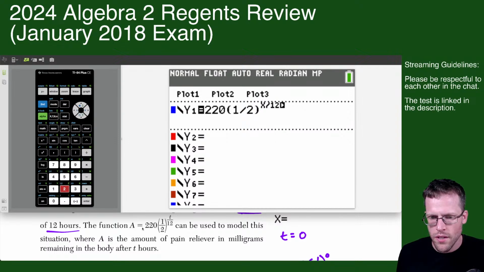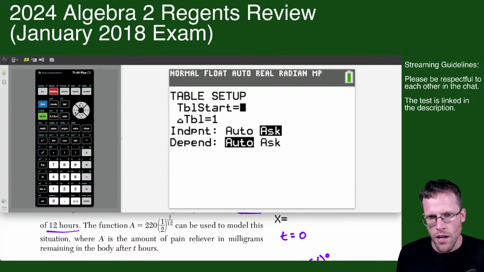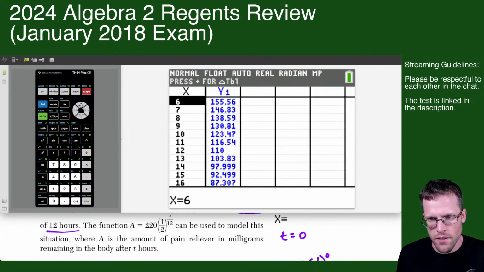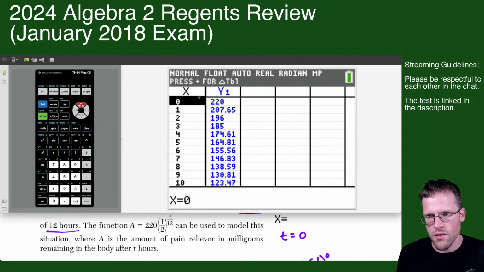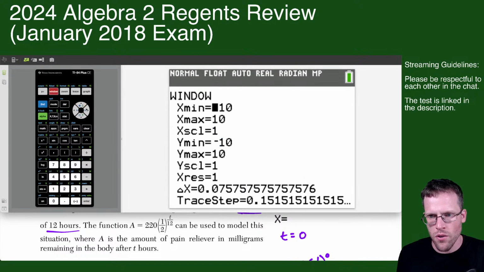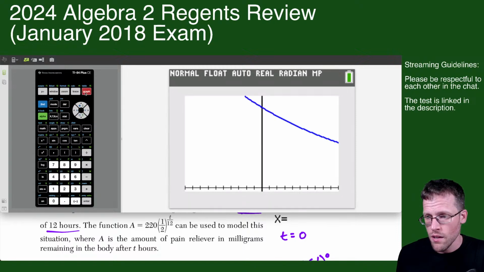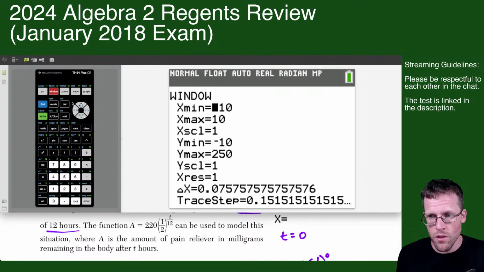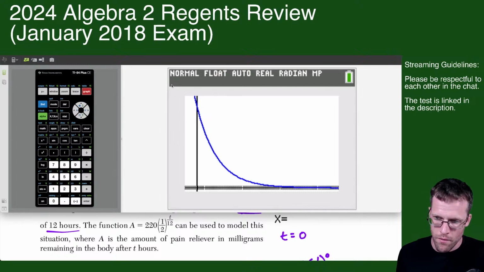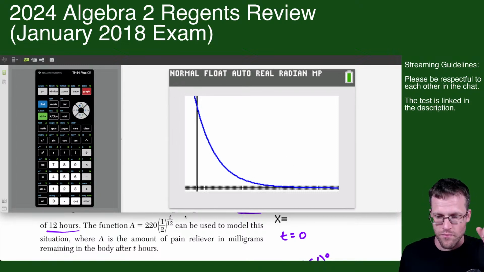All right. So here's this. Now I press graph and I'm like, oh no, I can't see anything. I'm going to press second window and put it back to auto. And I say, why can't I see anything? Because this thing starts at 220. So I would go to the window and increase the max to, let's say, 250. Now I could see. But then maybe I want to go out more because it takes 12 hours to cut in half. Let's say I go out 120 hours. Now we get a better idea of what's going on.